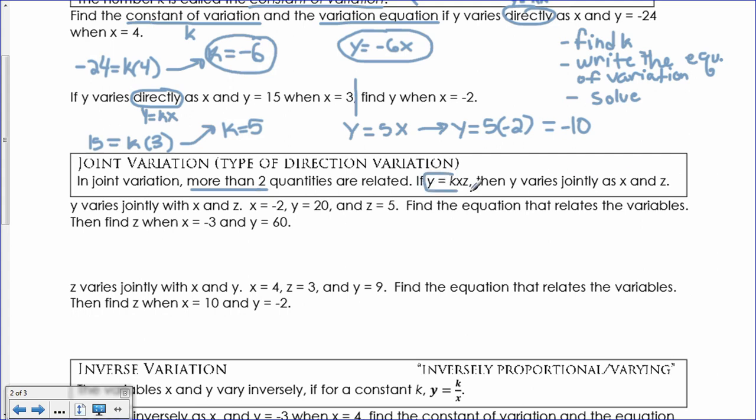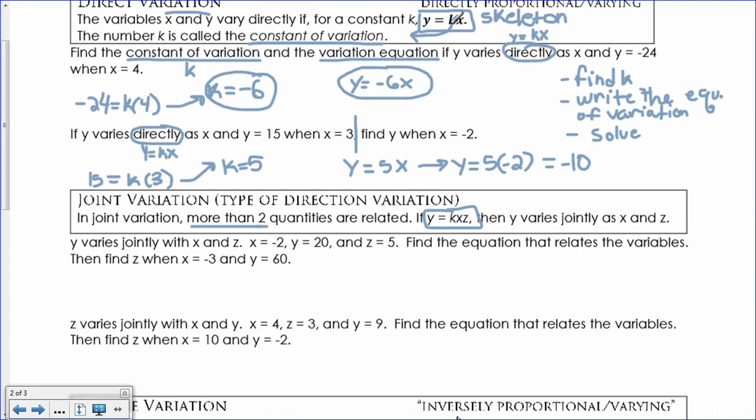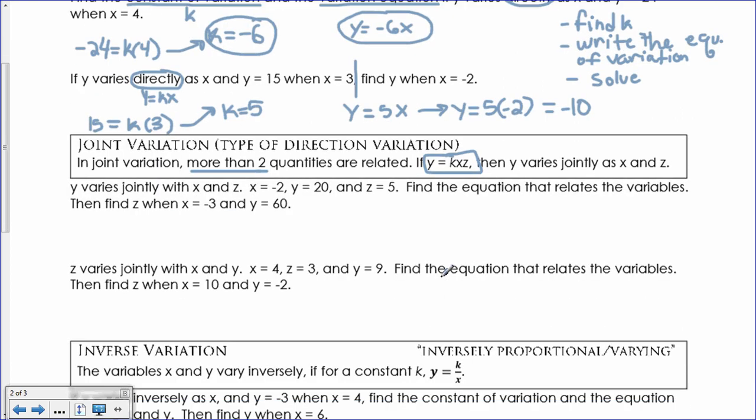This is your skeleton equation for joint variation. The k is still in the same position. See how we still have multiplication here? Same thing, still multiplication, but now we have multiplication of 2 variables instead of just 1. So it works the exact same way. We're just throwing another variable in the mix.